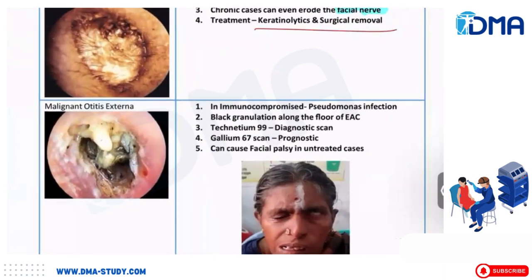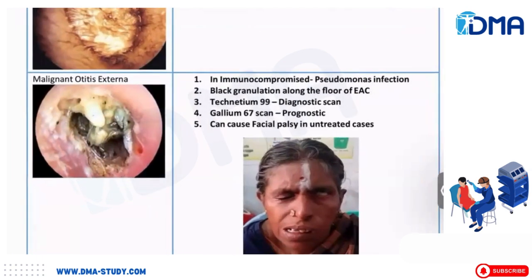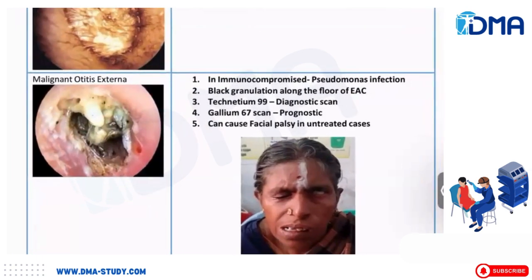All right. Another very important disease. They have asked a lot of times. They may ask this time also. Malignant otitis externa. As the name goes, it is not malignant at all. It's a misnomer. The patient will be very dreadful, very severely affected. That's why it is called malignant. In an immunocompromised patient with Pseudomonas infection, if there is black granulation along the floor of the external canal, then technetium-99 scan is positive, which is a diagnostic scan, or gallium-67 scan positive, which is a prognostic scan.